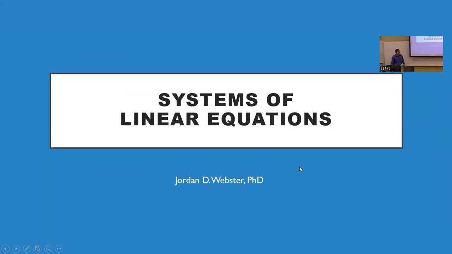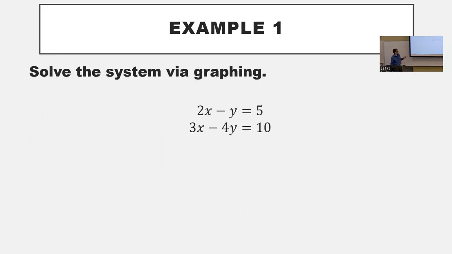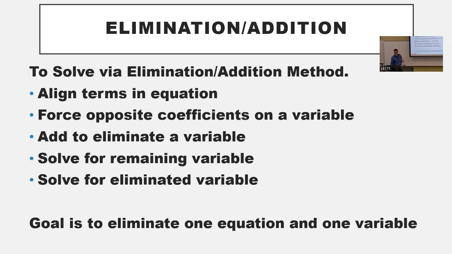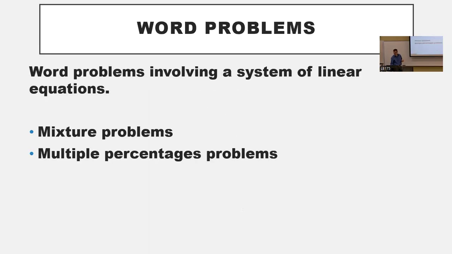So we had just dealt with systems of linear equations, and we saw what happens with two equations and two variables, a couple of different ways to solve those. The elimination method, the substitution method. We can do some word problems, some mixture problems, some percentage problems. I'll show you how to set those up, and then we'll learn a new way to solve those a little bit later. So I'll leave the solving for later.